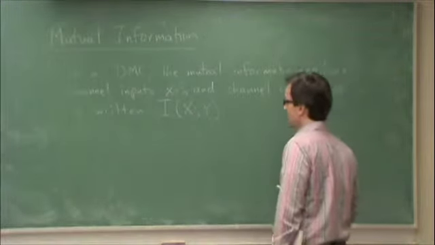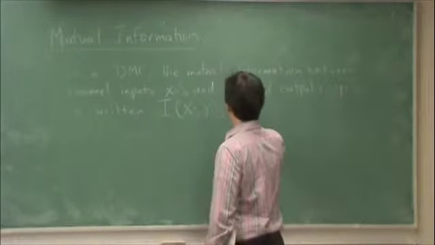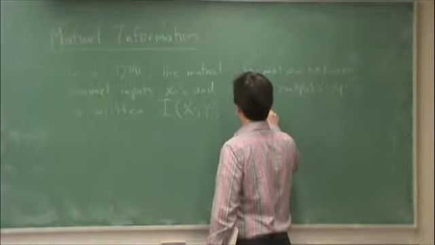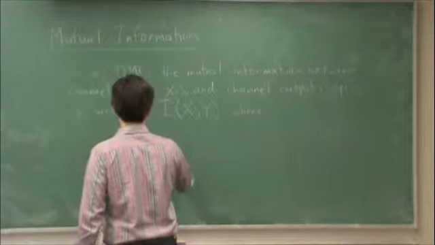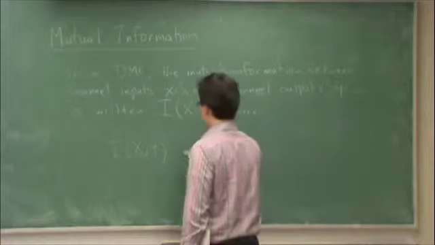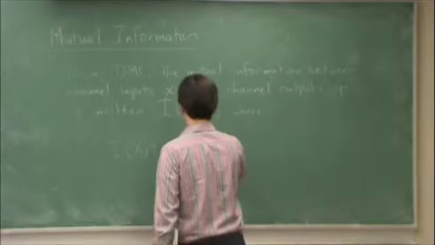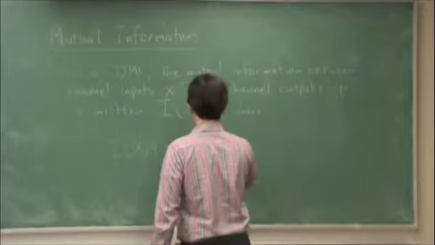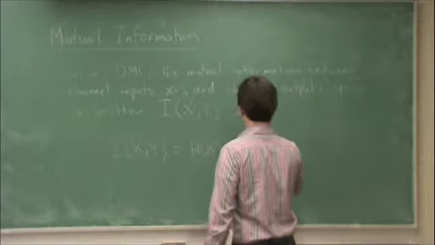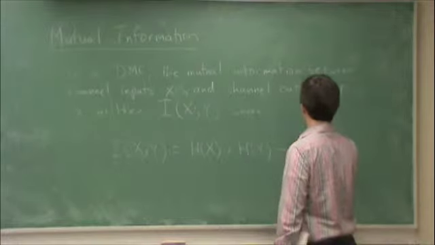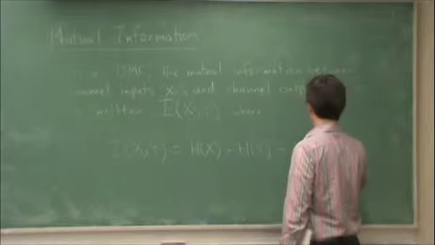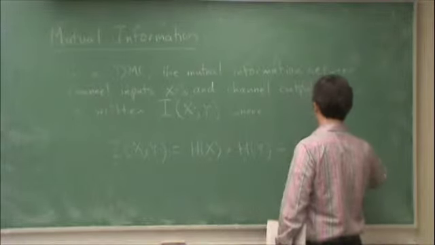There's the notation, and it is calculated: I of X semicolon Y is equal to the entropy of X plus the entropy of Y minus H of X and Y jointly.